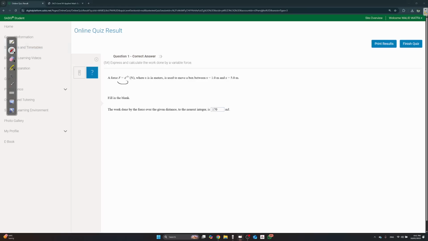A force F given by e to the negative 3x, where x is in meters, is used to move a box between 1 meter and 5 meters. The work done by the force to the nearest integer is what?